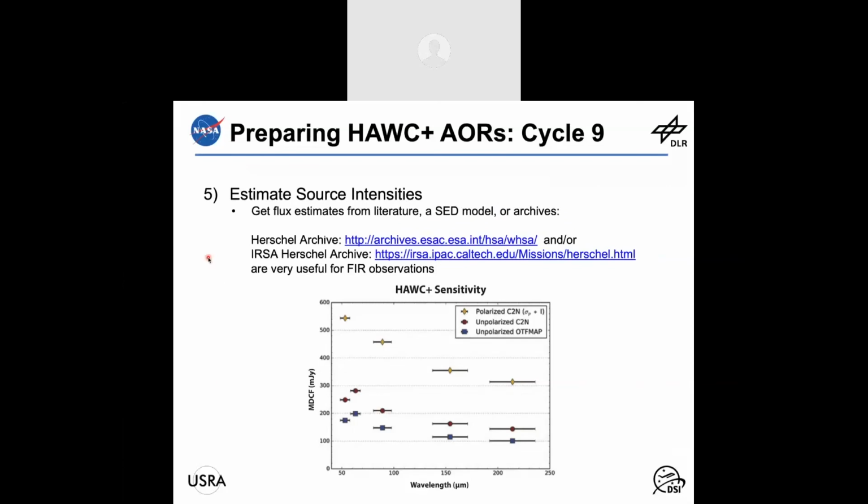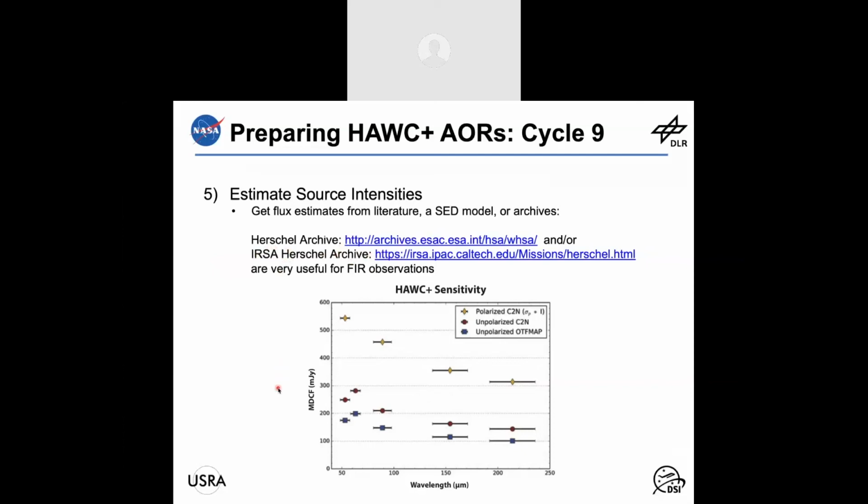The next step in the proposal process would be to get a flux estimate for your sources. So as others have mentioned, you'll need to either estimate the flux of your object from literature. You can also make an SED model, or another good source of estimates is the archives. So either from previous SOFIA observations or the Herschel archive, which I've listed both their own link here and the link through URSA, will be helpful in estimating far infrared fluxes.